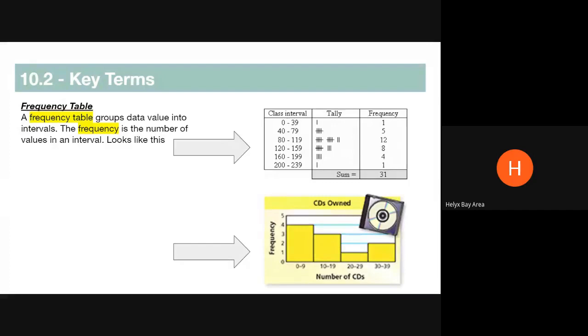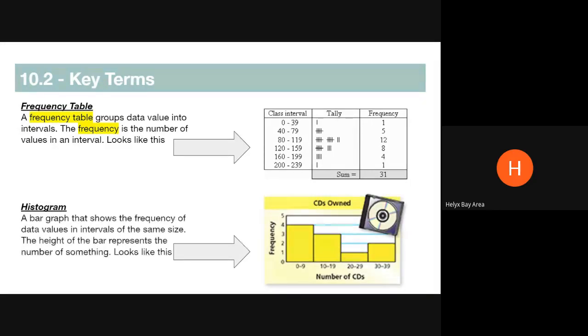Okay. So now we have a histogram. A histogram is a bar graph that shows the frequency of data values in intervals that are of the same size. The height of the bar represents the number of something, and it looks like this. So you have the different intervals right here, the number of CDs someone owns, right?